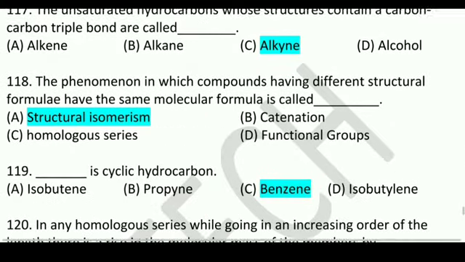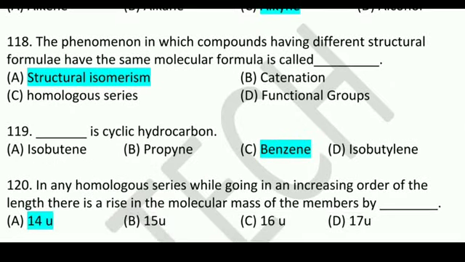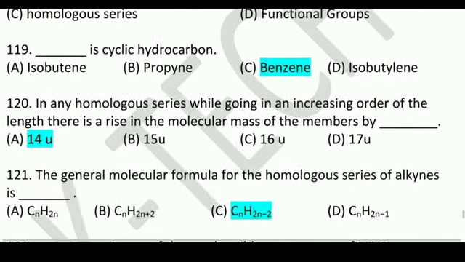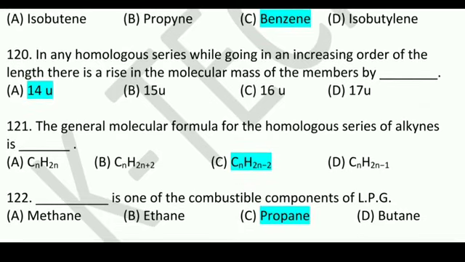alkynes. The phenomena in which compounds having different structural formulae have the same molecular formula is called dash. Structural isomerism. Dash is cyclic hydrocarbon. Benzene. In any homologous series, while going in an increasing order of length, there is a rise in molecular mass of the member by 14U.